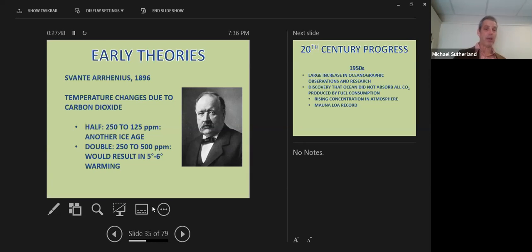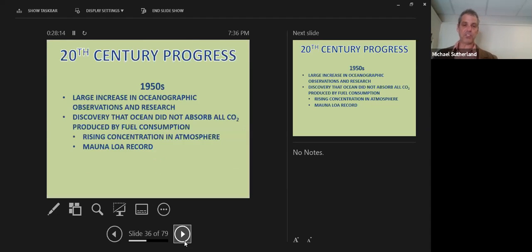And in fact, records that we have indicate that it would be a very severe ice age that would result. And then on the flip side, if you were to double it to 500 parts per million, you'd wind up with a catastrophic increase in temperature. So he was the first person to really make this theory explicit. And unfortunately, like a number of other scientists at the time, his ideas were largely ignored for about half a century. So really, there was no further discussion on this until the 1950s.